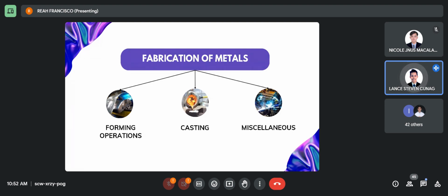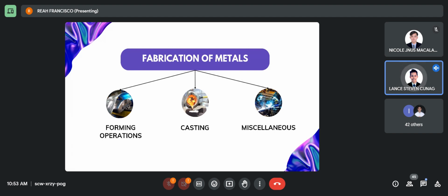It encompasses a wide range of processes involved in shaping and transforming metal materials, and this includes selecting the right material based on specific requirements such as strength, durability, and corrosion resistance. Fabrication also involves joining techniques like welding, soldering, and brazing to connect metal parts. Furthermore, it encompasses finishing and coating processes, where surface treatments like painting, plating, or powder coating are applied to improve appearance and provide protection against corrosion.